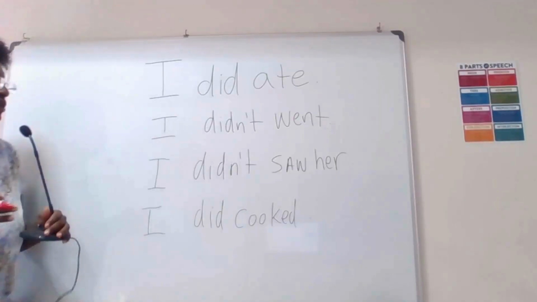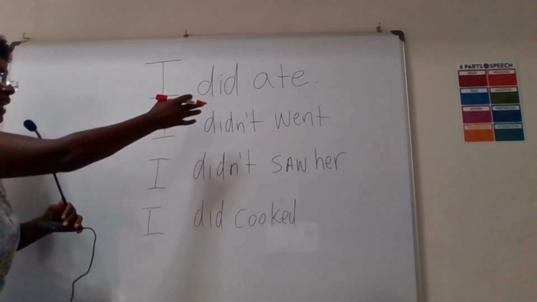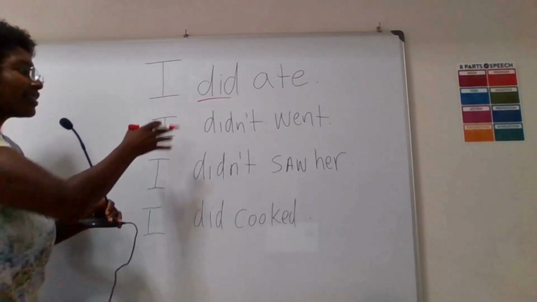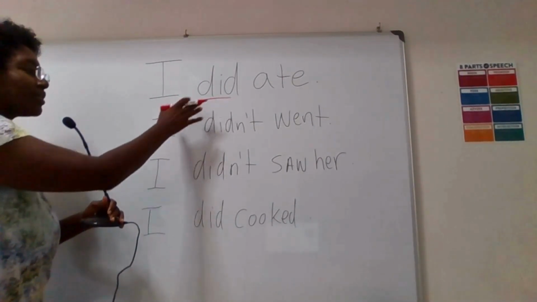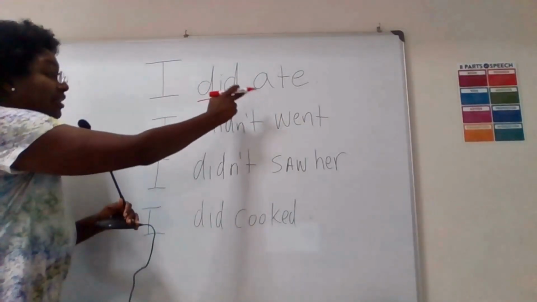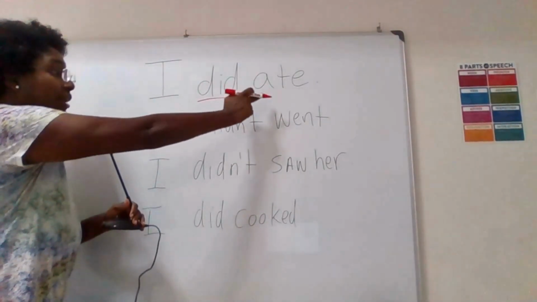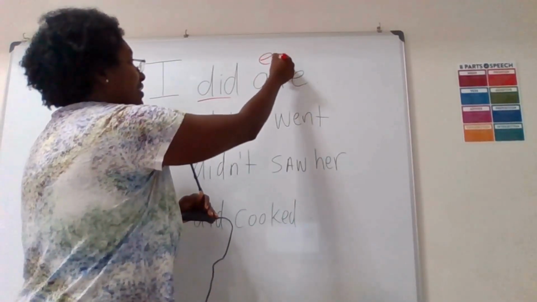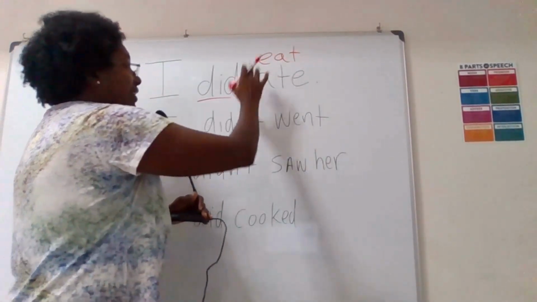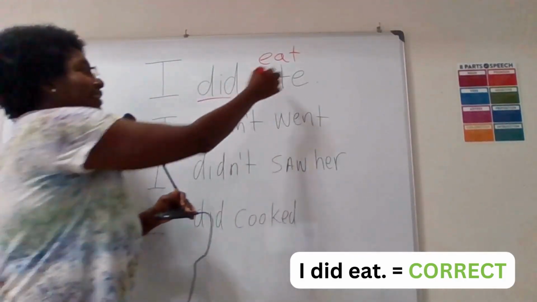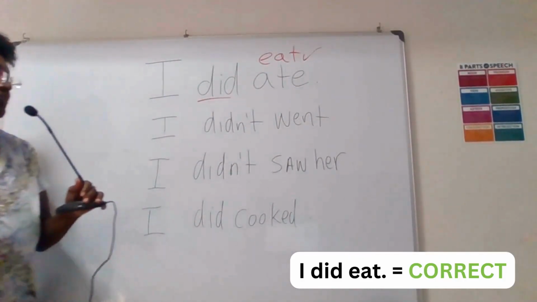Let's look at the examples. The first one, I did ate. So according to the grammar rule, did is already in the past. That's how we know we're in the past, because did is the past tense of do. The next verb has to stay in the base form. Ate should not be in the past tense. We leave it in the base form, which is eat. Ate is past, eat is the base form. So it's correct now to say, I did eat.